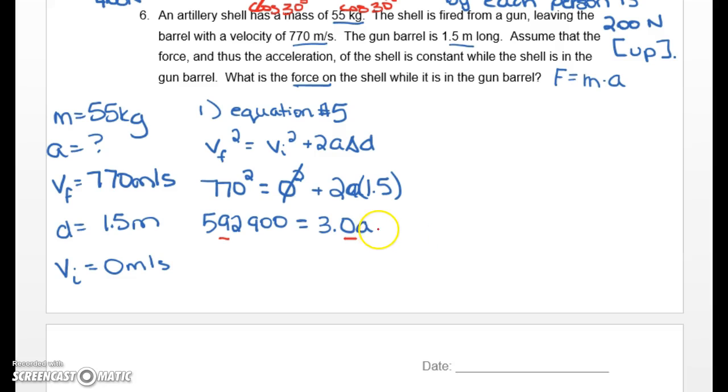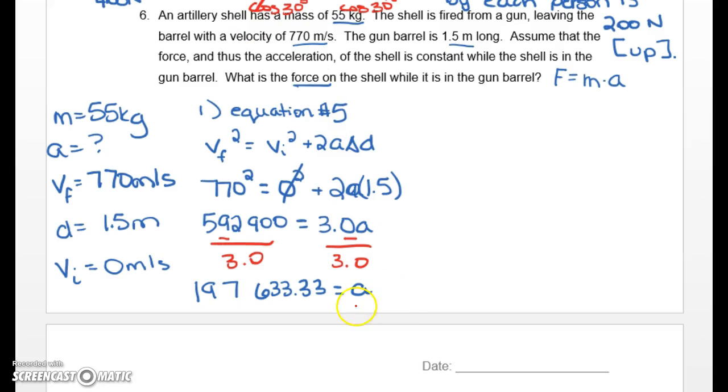Now we want to get this acceleration by itself, so we're going to get rid of this 3.0, and we're going to do that by dividing. If you plug that into your calculator, we get this massively long number. We would get 197,633.33, and so on and so on, as our answer there.